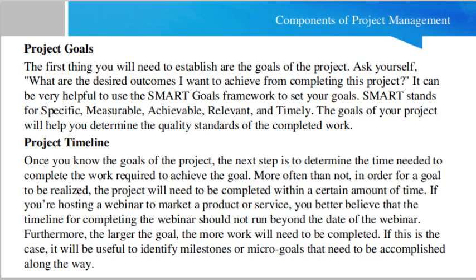Now coming to our main topic, the components of project management. The first component is the project goal. The first thing you need to establish is the goals of the project, that is, the desired outcome you want to achieve from the completion of the project. So as a project manager, you first have to define the goals, outcomes, or objective of the project, that is, why you are doing this project.